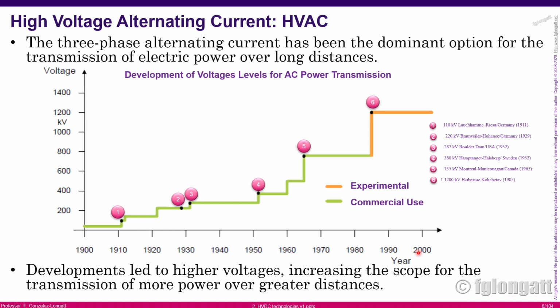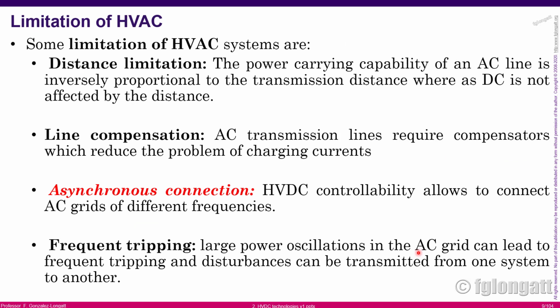Okay. But I don't want to talk bad about AC. AC has been in the electrical power utility for many years, probably more than a century. But we need to recognize the following: AC has limitations. AC has many limitations. I don't want to talk bad about the AC system, but we need to recognize that there are limitations. One of the most important limitations is the distance limitation. The distance limitation is related to the power carrying capability of the AC line.